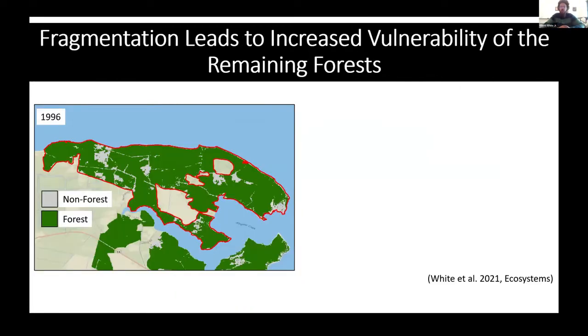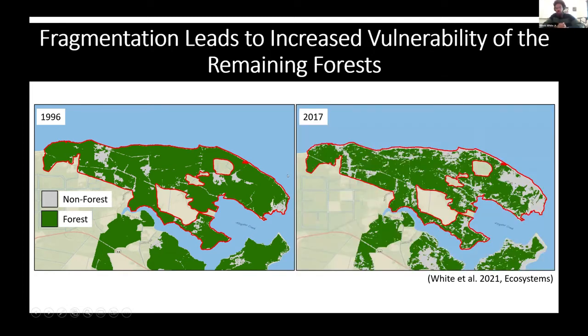And then finally, when we think about fragmentation of the landscape, this is an image of Palmetto Peartree Preserve in North Carolina. In 1996, green areas are forests and gray areas are not forests, and the red outline is the boundary of the preserve. And as we go into 2017, your eyes will immediately notice these big patches of forest loss. But what was actually most striking for us were these areas more in the interior.